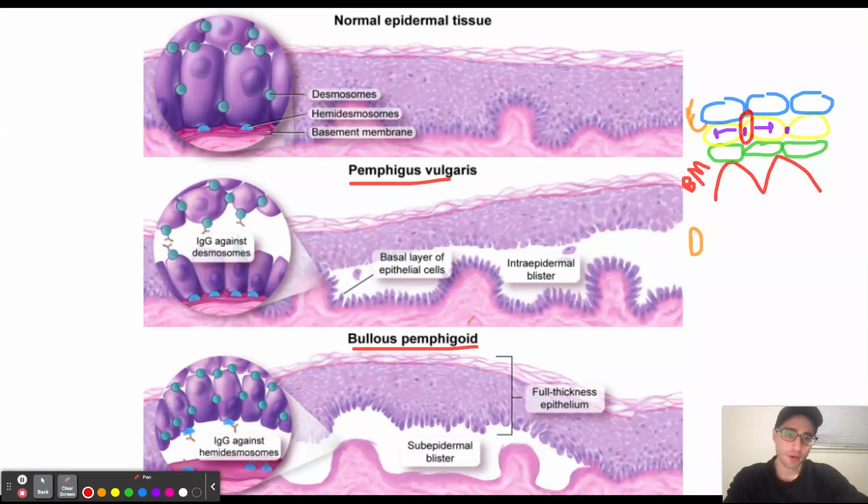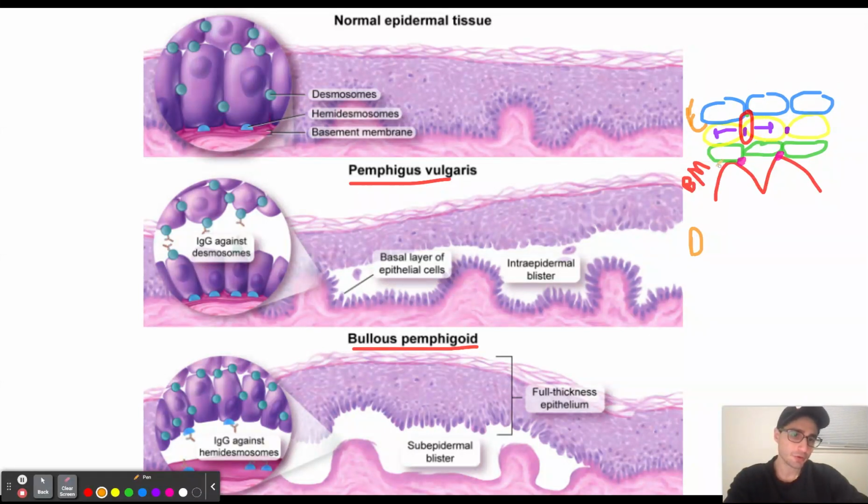Now, in Bullous pemphigoid, we're going to have IgG antibodies against the hemidesmosome in the basement membrane. So as you might recall, the keratinocytes in the basal layer are going to be attached to the basement layer through hemidesmosomes. I'm going to be drawing the hemidesmosomes in pink. So because of the destruction of the hemidesmosomes in the basement membrane, we're going to start to separate the basal layer from the basement membrane. So that is going to form a blister again.